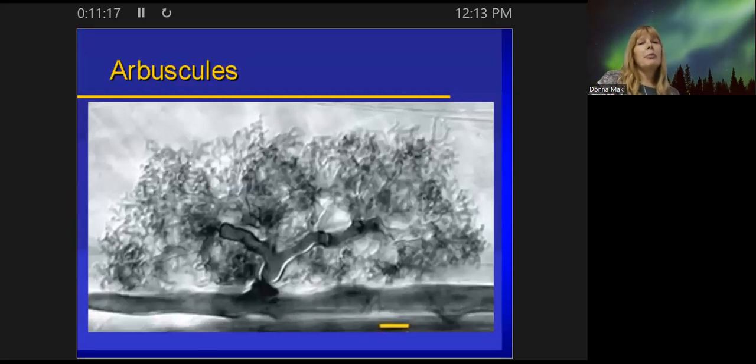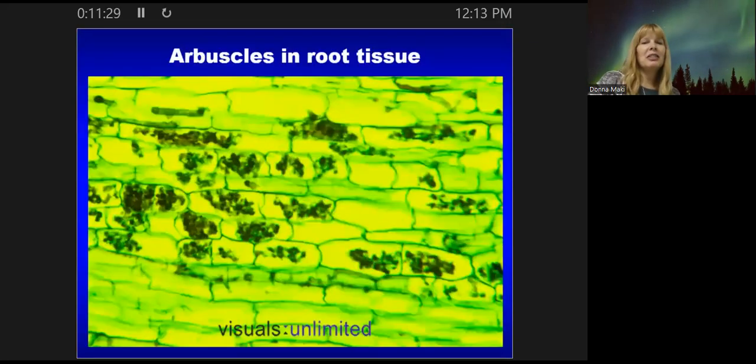Here's a dramatic example of an arbuscle, and doesn't that look like a dwarf tree or a shrub? It really does. So you can see why they named it that. Unfortunately, it's just a mouthful to say vesicular arbuscular all the time. Here's a root section with many root cells, and you can see how the arbuscles are clearly differentiated from the rest of the plant roots.